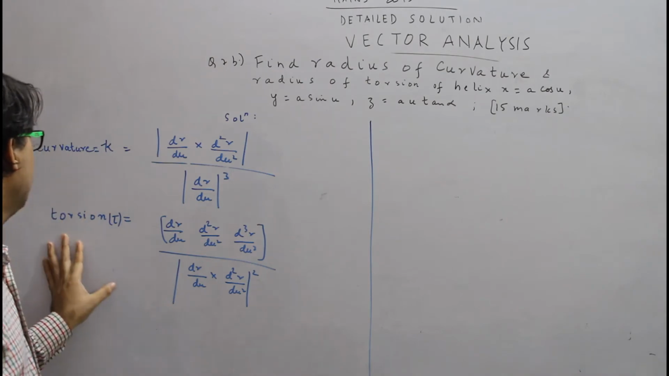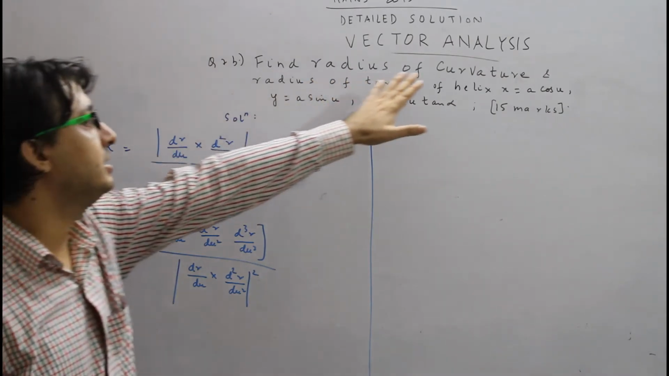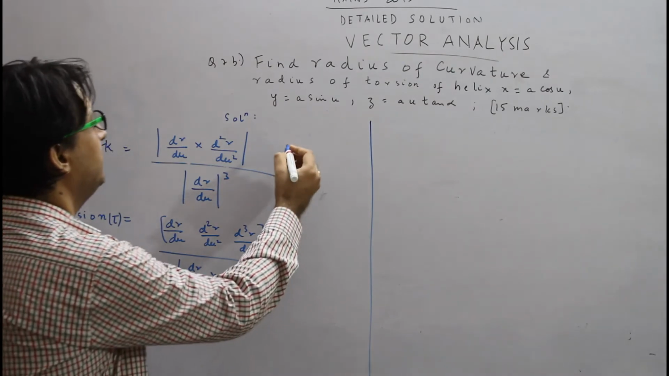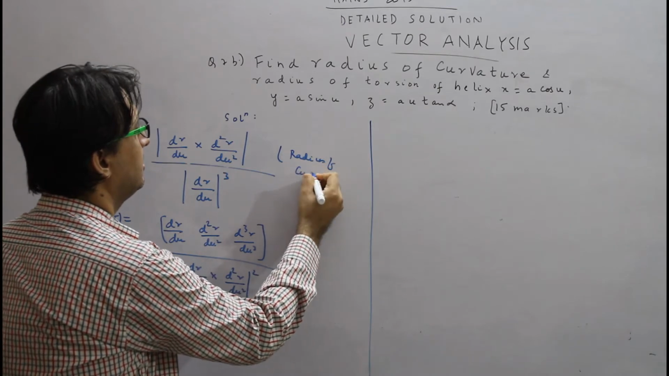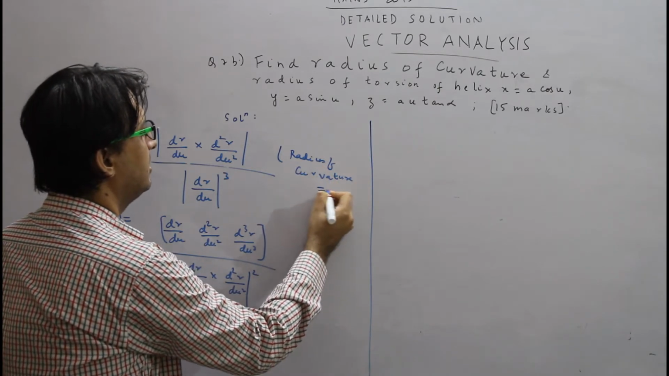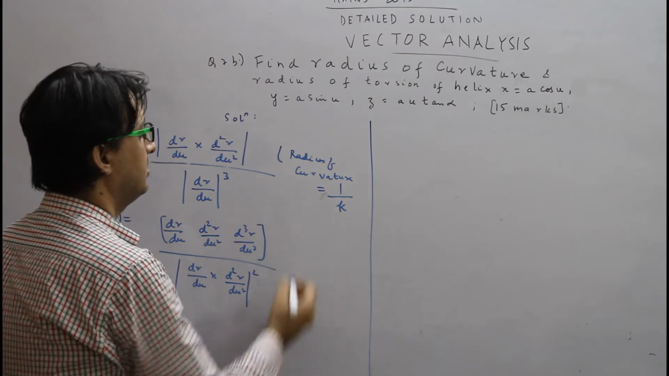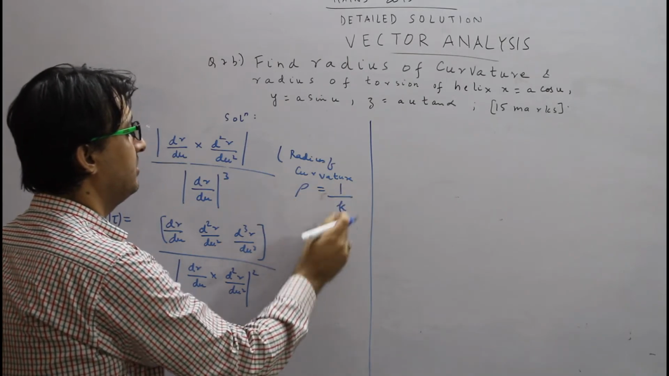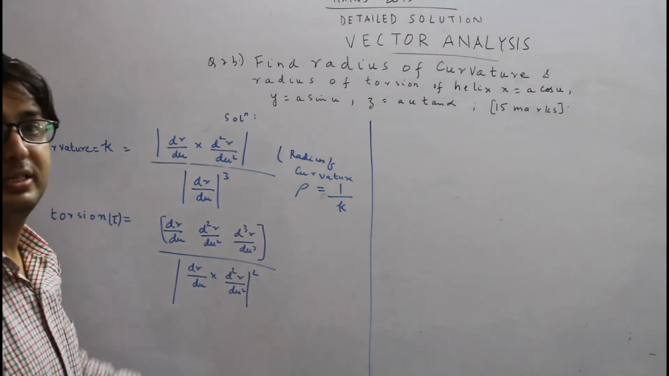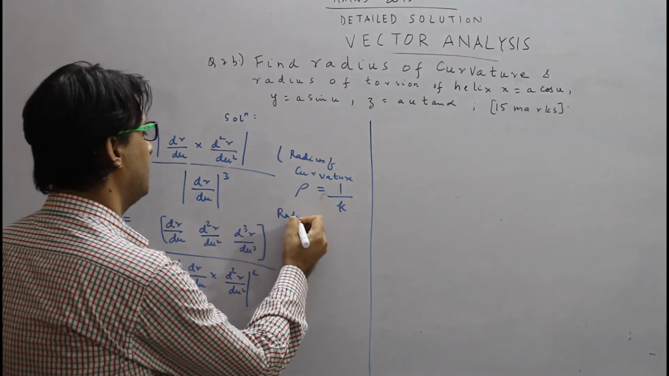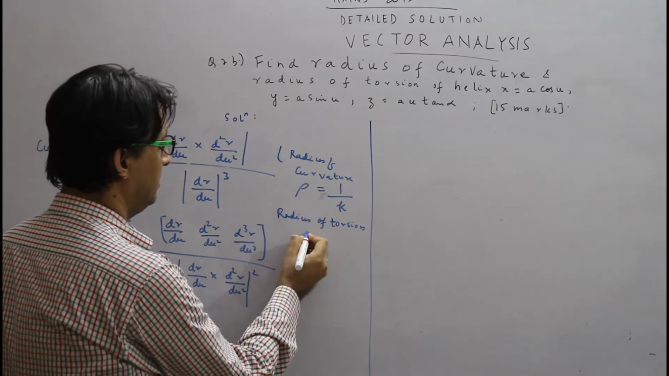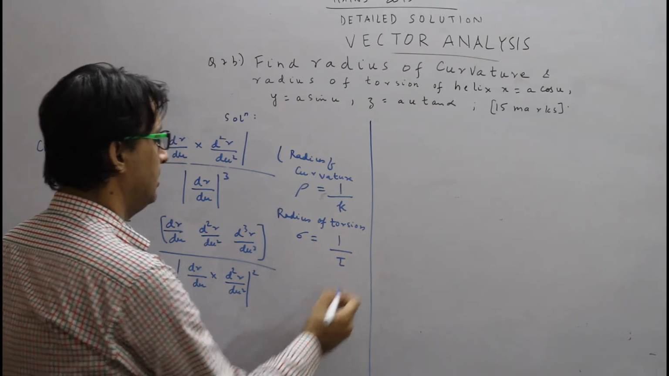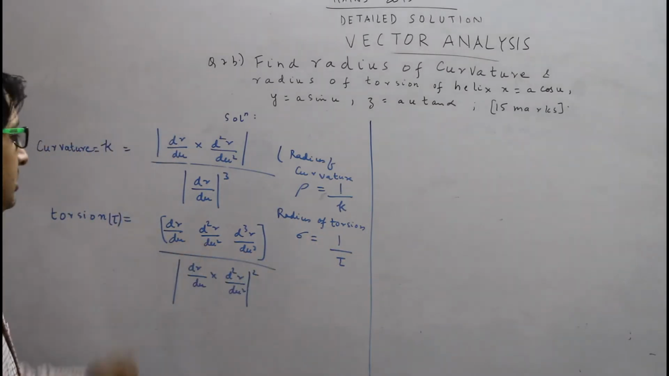So this is the standard formula for curvature and torsion, but here we are asked for the radius of curvature. We know that the radius of curvature is the reciprocal of curvature, so rho is 1 by k. Similarly, if we have to find the radius of torsion, that is equal to the reciprocal of the torsion. So we have to use this formula.